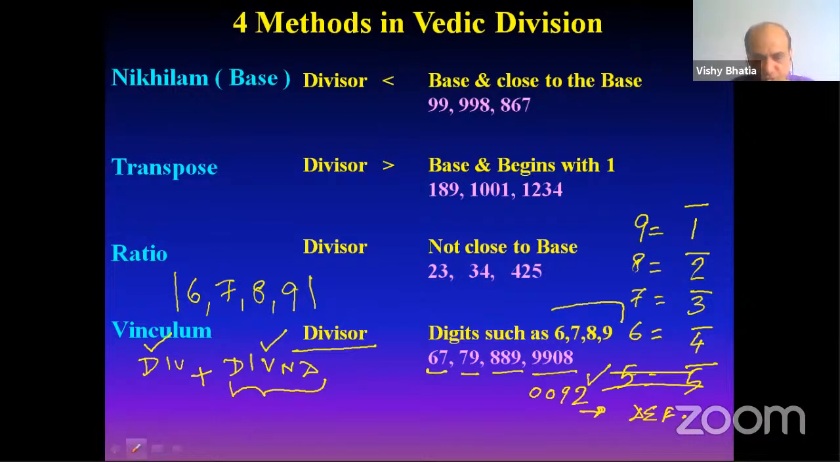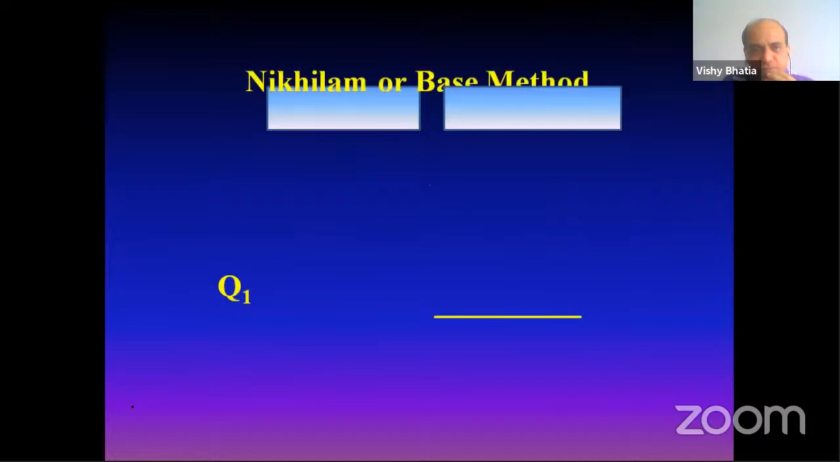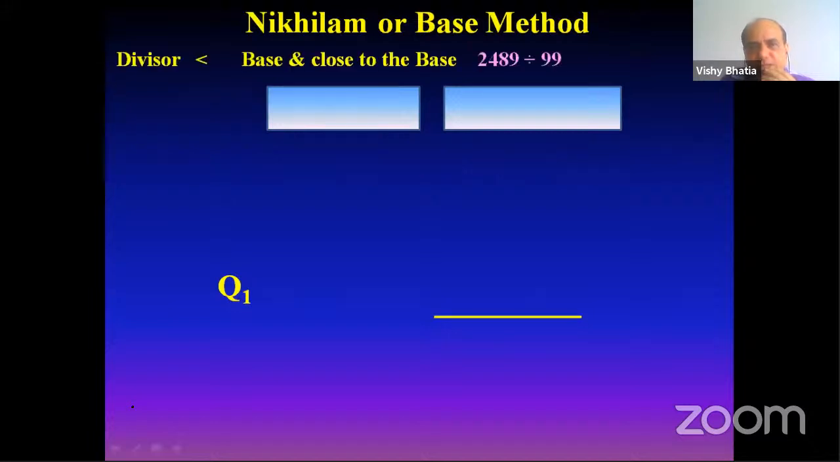So we look at these four methods, and most of your concepts, in fact all your concepts about Vedic division, will get very quickly clear. Let's look at the first method, the Nikhilam or the base method. The divisor is less than the base and close to the base. As an example, I've taken 2489 divided by 99.